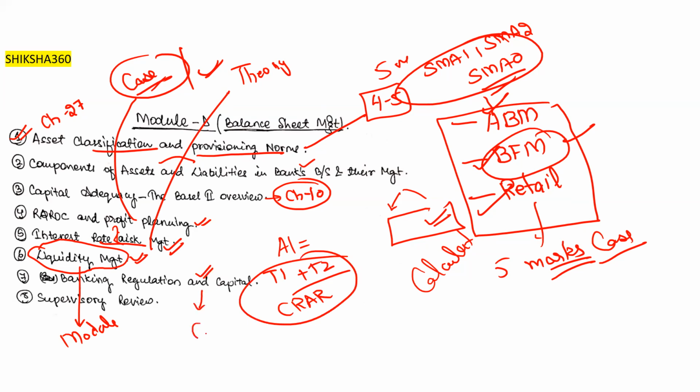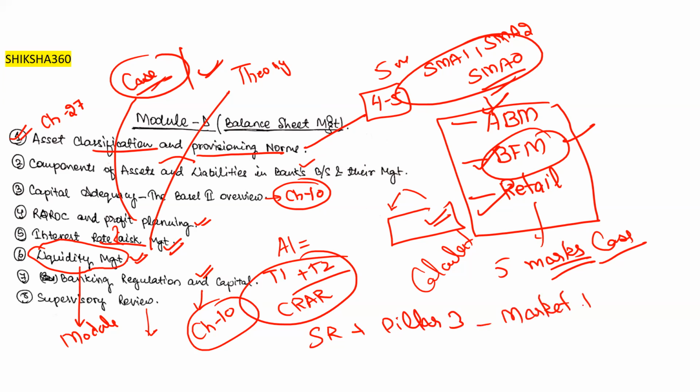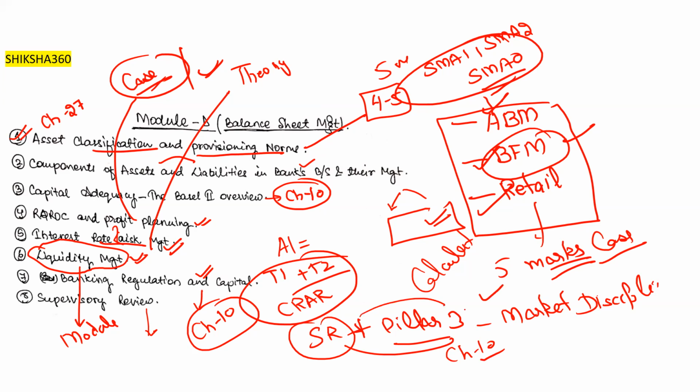And this chapter we also have to discuss under chapter number 10, clear. And supervisory review plus Pillar 3, that is market discipline, clear. First we have to cover supervisory review plus market discipline. We have to discuss both these chapters under chapter number 10 and in module D also, clear.